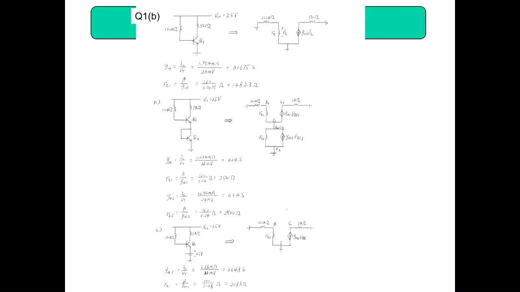CMOS also, if you understood the BJT, it is very easy to study CMOS. Because in the BJT we got R pi for the input impedance, but when it comes to the MOS circuit, R pi is equal to infinity. So it is very easy to understand MOS. And for small signal, you would love MOS more than BJT, because in BJT your R pi will create confusion when you are writing down the equation. But if you get rid of the R pi, with R pi equal to infinity, then you can easily solve the small signal.